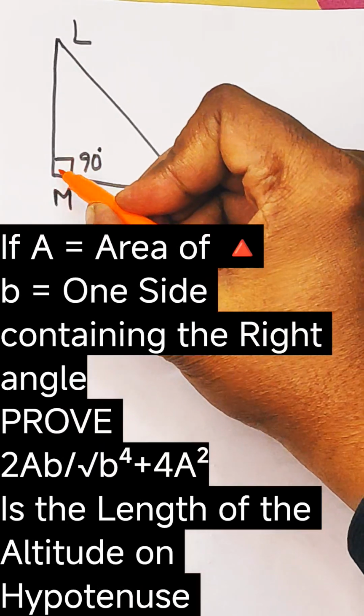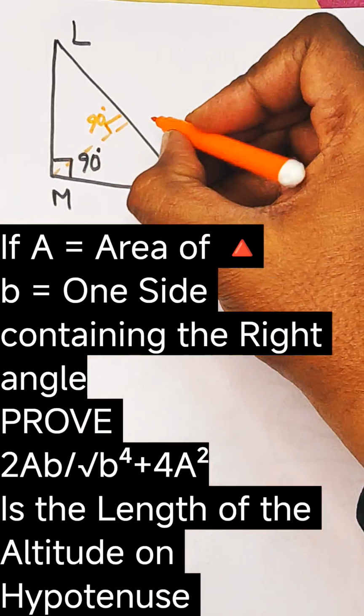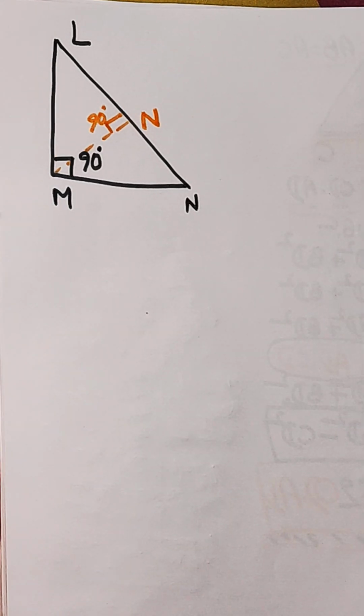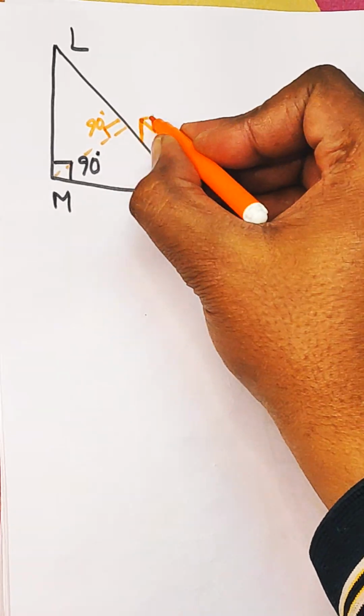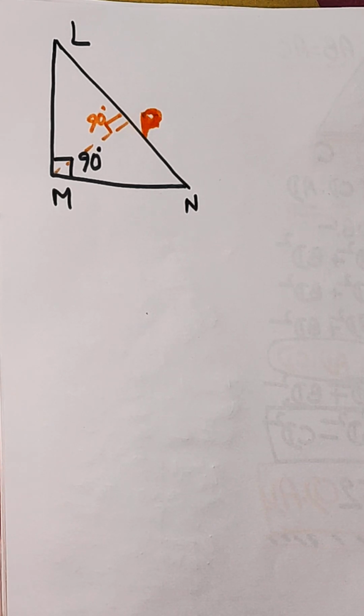and name the vertices as LMN, and this is a right angle triangle, and from M an altitude is drawn on the hypotenuse LN. Let us name the foot of the altitude as P, right?